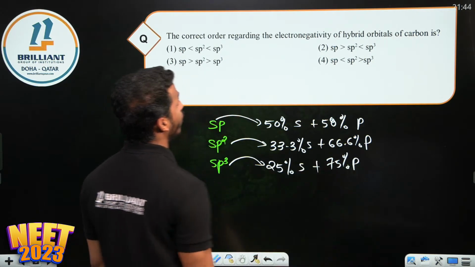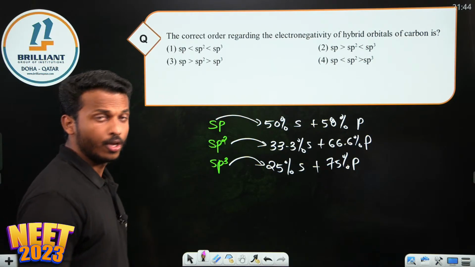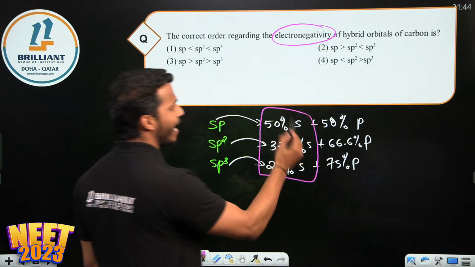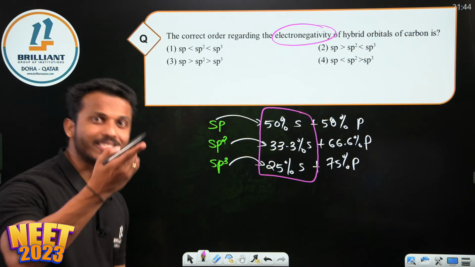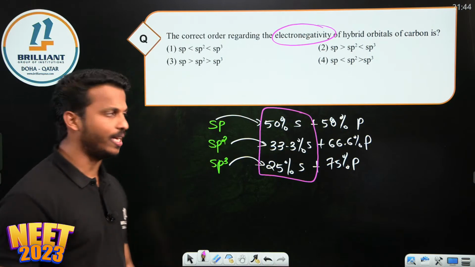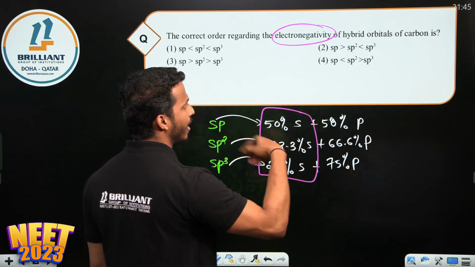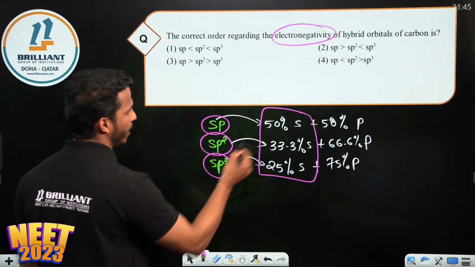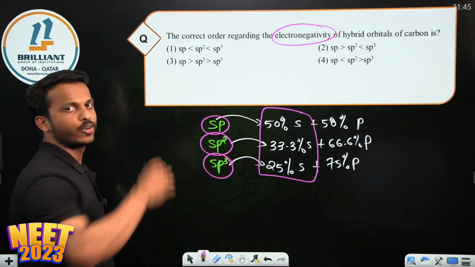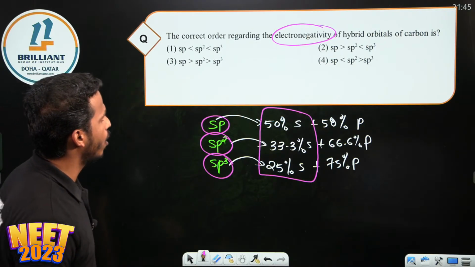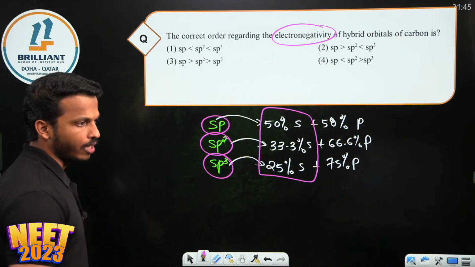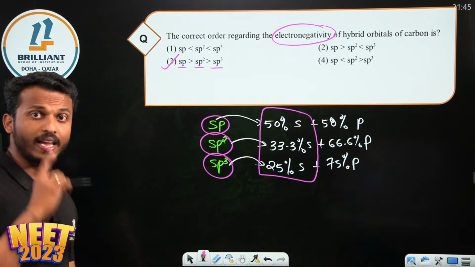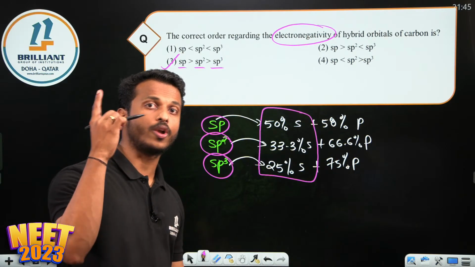So what is the order of their electronegativity? How is electronegativity related to s character, dear all? Higher the s character, higher the electronegativity. So sp is greater than sp2, then sp3. So what is the correct answer, dear all? Option 3, right? Yes, sp, sp2, sp3. Higher the s character, highest electronegativity.